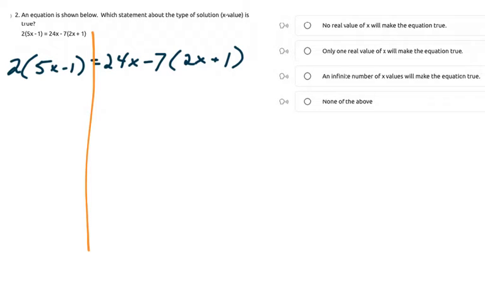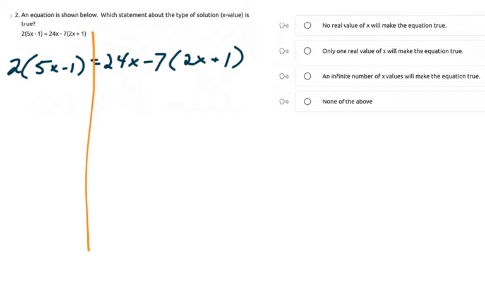All right, question 2. An equation is shown below. Which statement about the type of solution, x value, is true? They give you a bunch of statements here, but basically you've got to solve it first, and you can read through these and see which one makes the most sense. So let's do what we know to do over here.